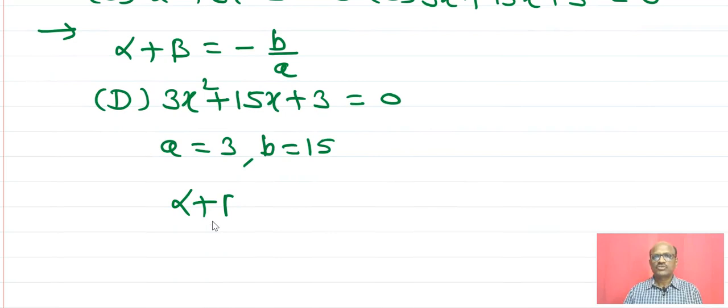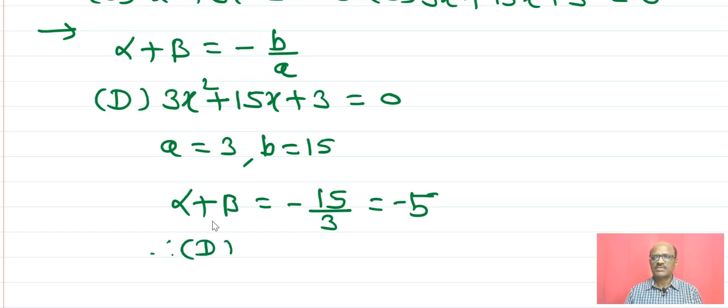Alpha plus beta is equals to minus b upon a. D, the option is the correct one. 3x square plus 15x plus 3 equals to 0. A is 3, b is equals to 15. Therefore, alpha plus beta is equals to minus 15 upon 3, and that is equals to minus 5. Hence, option D is correct.